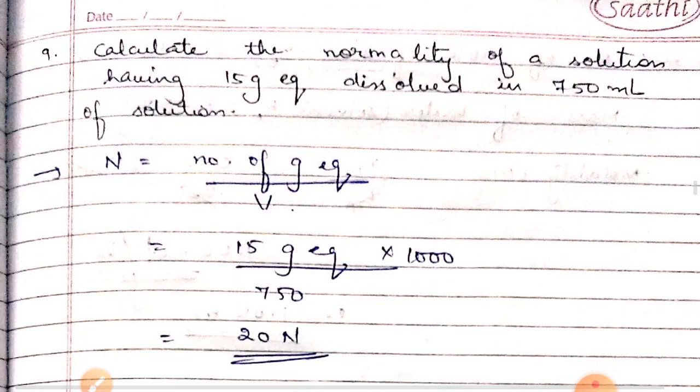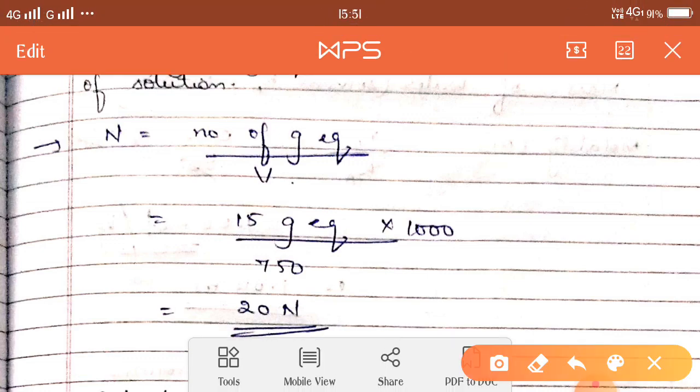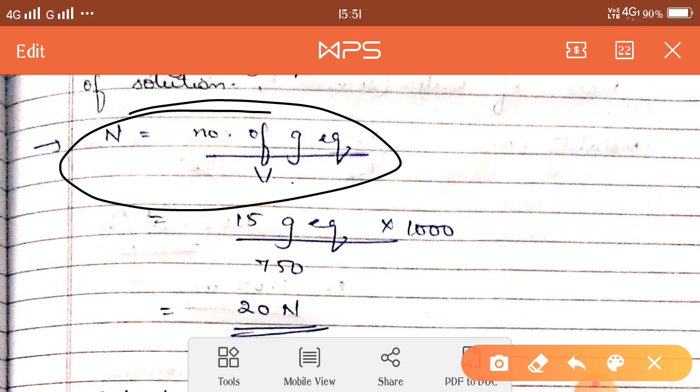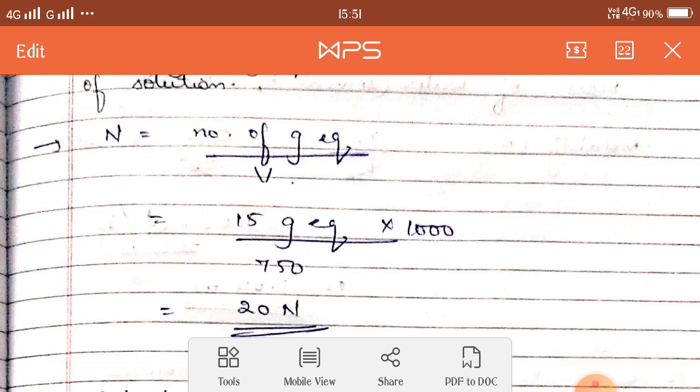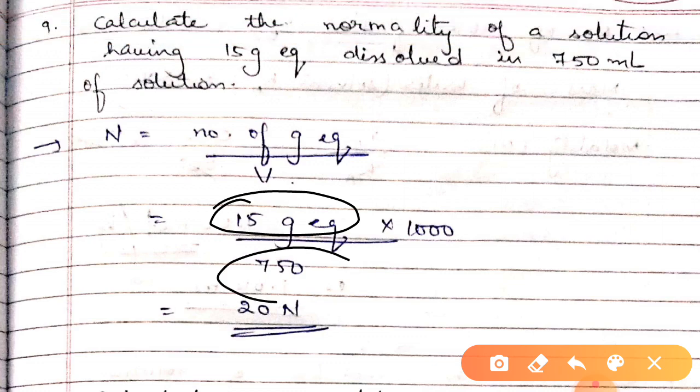Now let's do questions with normality. Now this topic normality is not in the NCERT, but we are doing a few questions on it. Not more, but few. Like calculate the normality of a solution having 15 gram equivalent dissolved in 750 milliliter of solution. Now what is the equation of normality? Normality is number of gram equivalent upon volume, that is 15 gram equivalent divided by volume 750 ml. To convert into liter, into 1000, that is 20 normal.